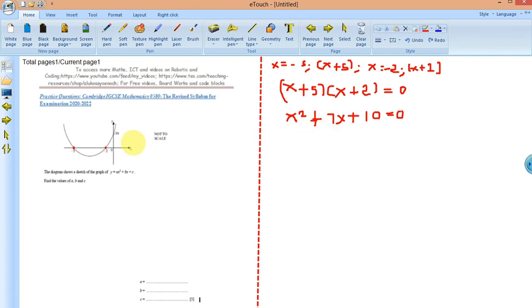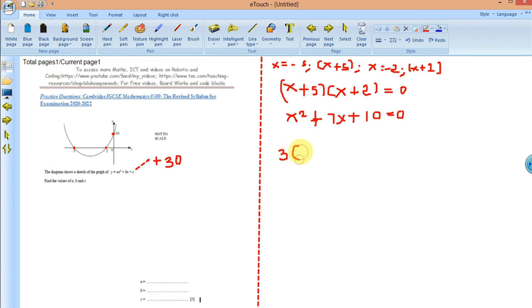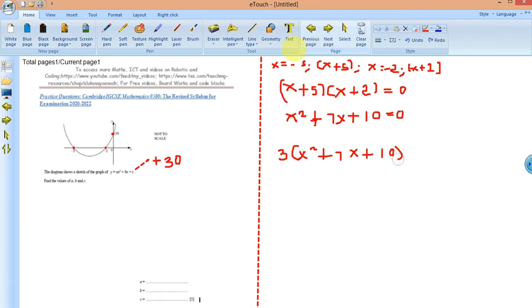Now, if you look at what we have here, we have the y-intercept here, and that is 30. So this c value is meant to be plus 30. But here I have plus 10. So what can you do to this? Then you just go ahead and multiply with 3. So 3 into x squared plus 7x plus 10. Hope you understand what I did here.